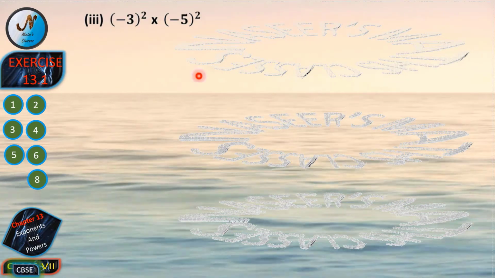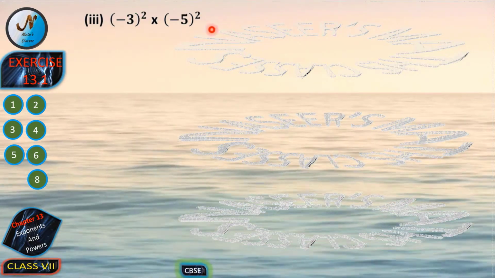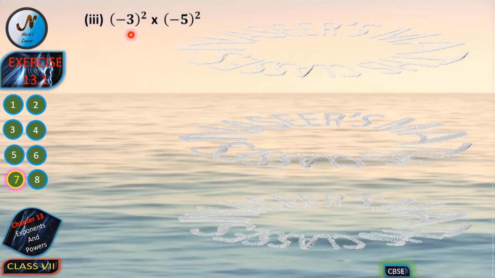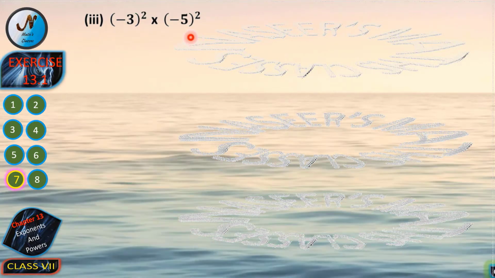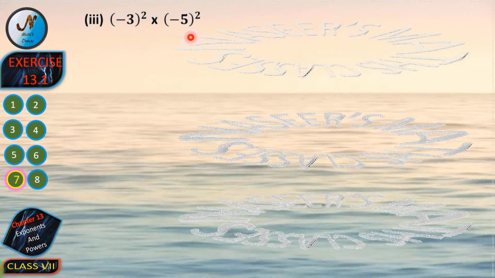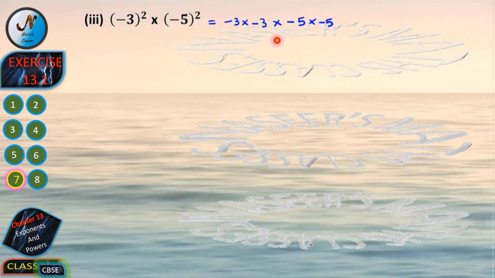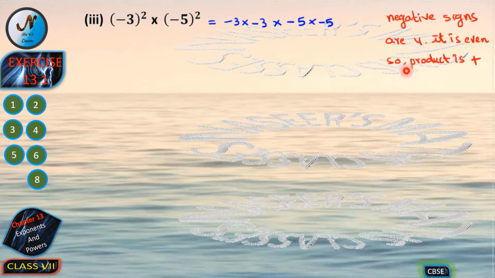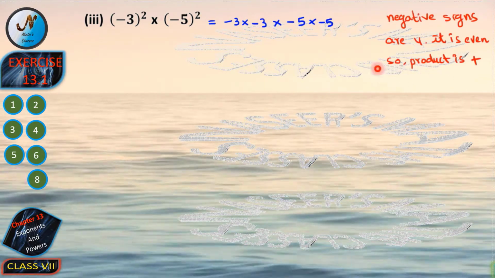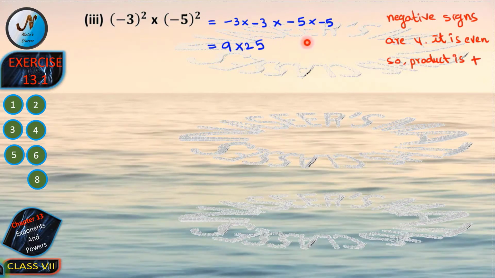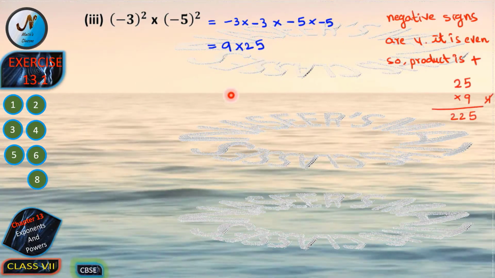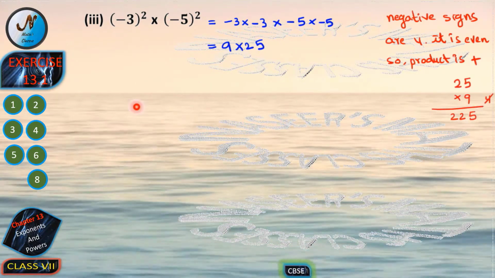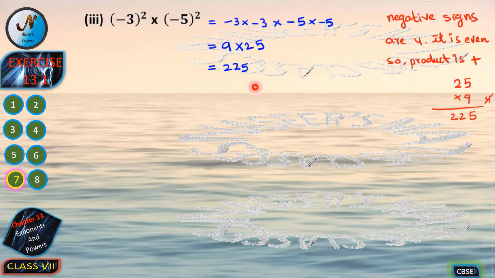Next, third one, minus 3 whole square into minus 5 whole square. Minus 3 whole square means minus 3 is multiplied 2 times into minus 5 whole square means minus 5 multiplied 2 times. So which is written as minus 3 into minus 3 into minus 5 into minus 5. Here negative numbers are 4, it is even. So their product is positive. So 3 into 3 is 9 into 5 into 5 is 25. So final product is 225. So we write result as 225.